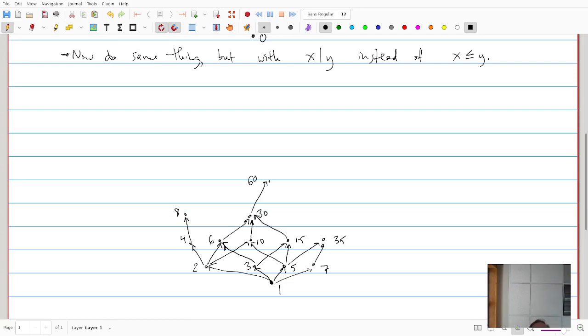18 is 2 times 9, right? So I could put a 9 here, and 18 is up here. And 9 divides 18. 6 divides 18, right? And I guess I don't need to put anything else, right?